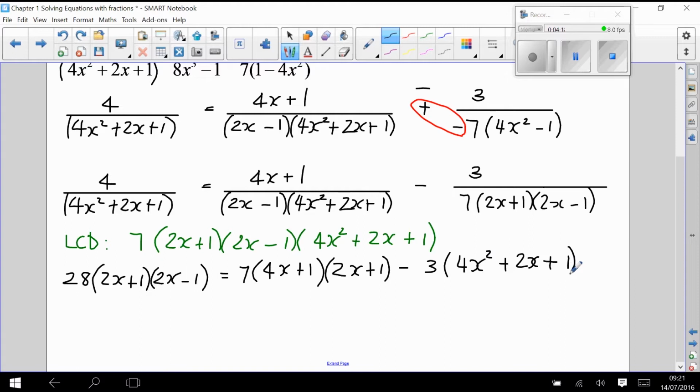In my next step, I'm going to multiply out the brackets and distribute the 28 into the first two and the 7 into the next.